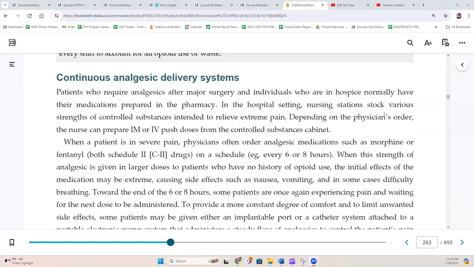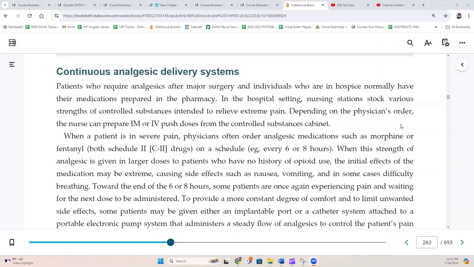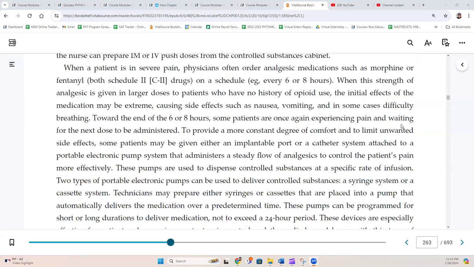When this strength of analgesic is given in larger doses to patients who have no history of opiate use, the initial effects of the medication may be extreme, causing side effects such as nausea, vomiting, and in some cases, difficulty breathing. Toward the end of the 6 or 8 hours, some patients are once again experiencing pain and waiting for the next dose to be administered.